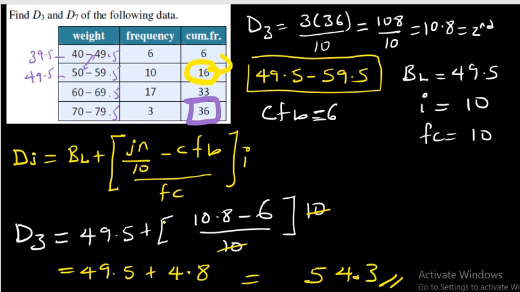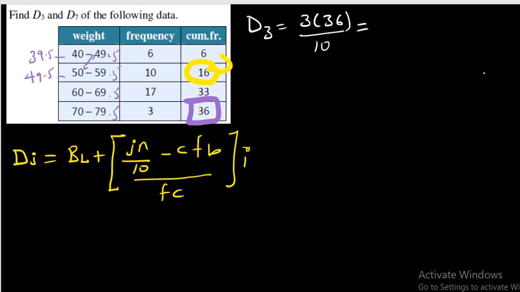So it's all about the formula. From the formula, we need to be careful when finding each input like BL, jn over 10 and the CFP, because identifying the class matters. Let's go on and find the 7th decile.